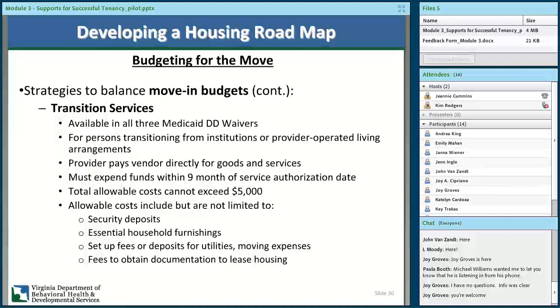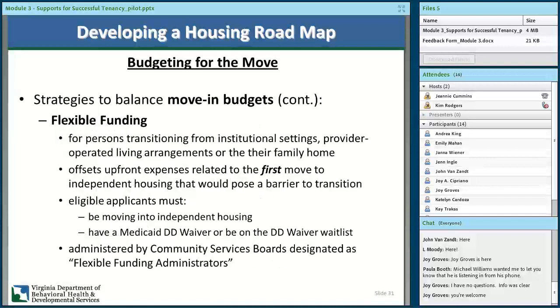It also includes setup fees or deposits for utilities, moving expenses, and fees to obtain required documentation to lease housing, like that birth certificate or photo ID we talked about.